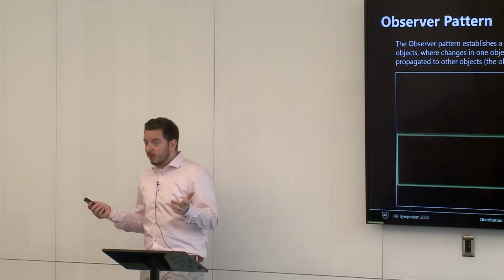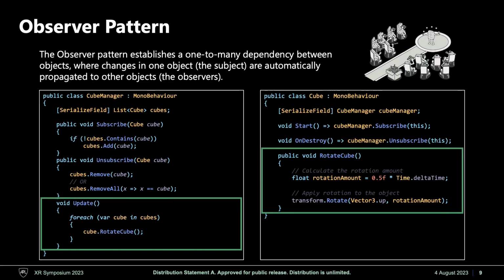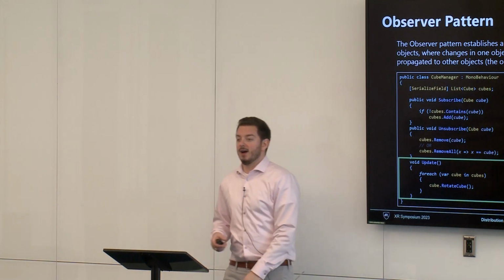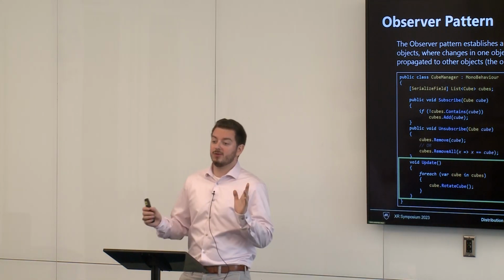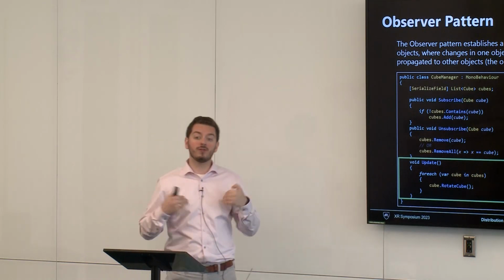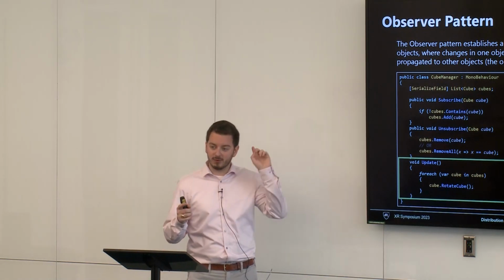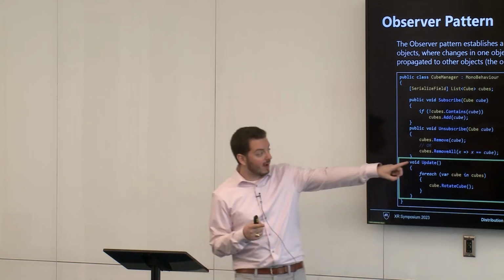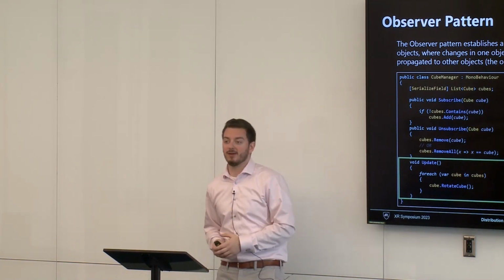Now, why is this important? Well, I talked about how the cube manager can push out updates or changes and everything else will be affected. So in this case, in the update method for the cube manager, we iterate through that list and say what we want to do for every single cube that we know of that has subscribed. We then rotate the cubes. The cubes themselves don't know when things are supposed to happen. They only know what they're supposed to do. So the cubes just know, hey, if rotate cube is called, I just need to move myself half a degree every single frame.